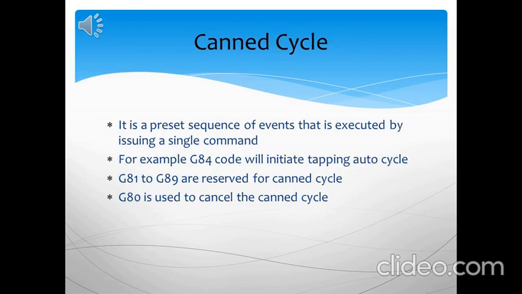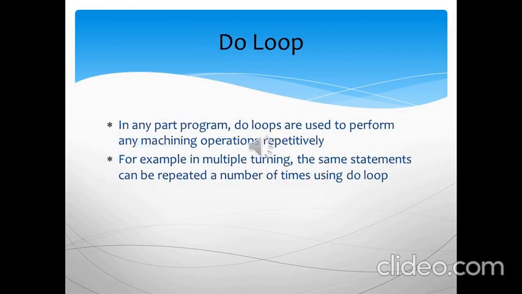Canned cycle. It is a preset sequence of events that is executed by issuing a single command. For example, G84 code will initiate tapping auto cycle. G81 to 89 are reserved for canned cycle. G80 is used to cancel the canned cycle. Do loop. In any part program, do loops are used to perform any machining operations repetitively. For example, in multiple turning, the same statements can be repeated a number of times using do loop.